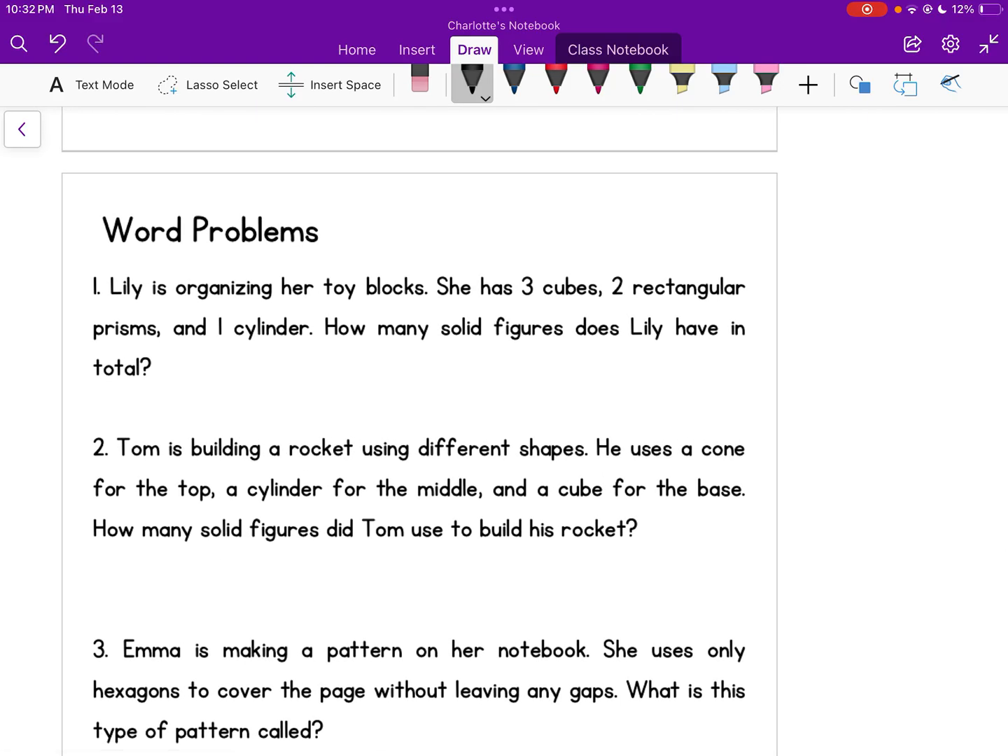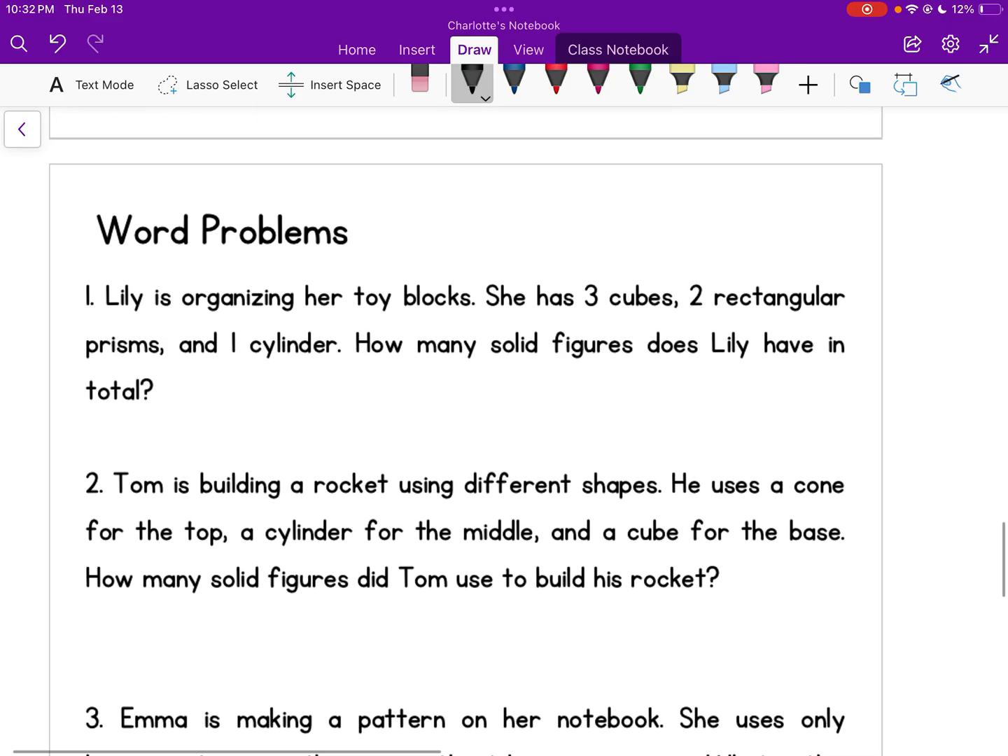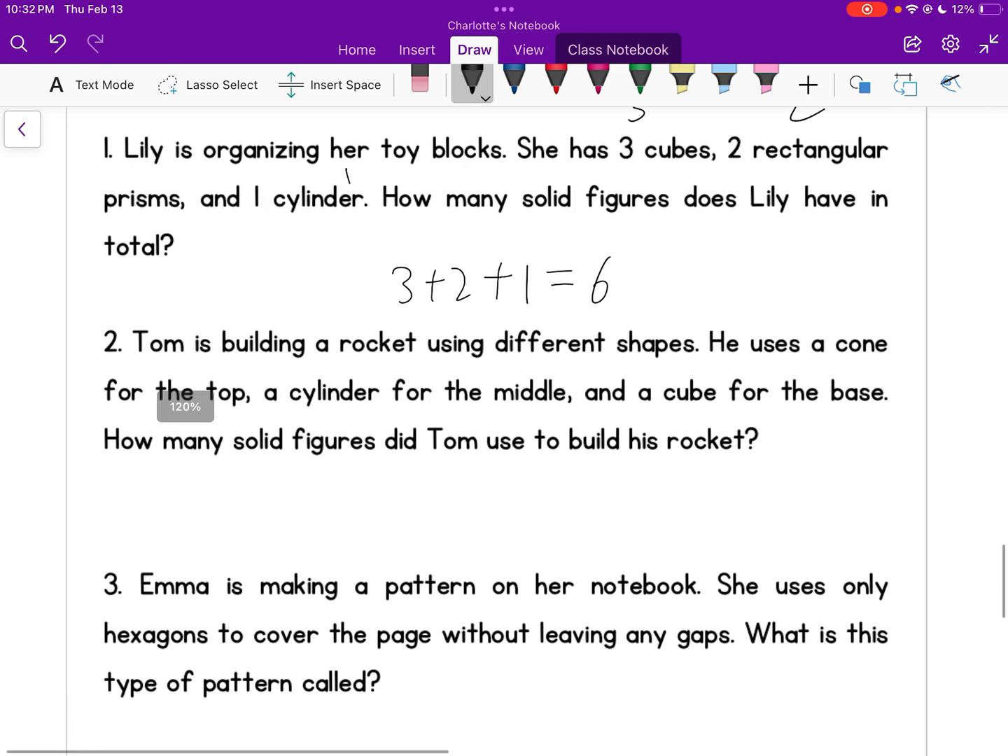So Lily is organizing her toy blocks. She has 3 cubes, 2 rectangular prisms, and 1 cylinder. How many solid figures does Lily have in total? So we have 3 cubes, 2 rectangular prisms, and 1 cylinder. So just 3 plus 2 plus 1 equals 6. So she has 6 in total.